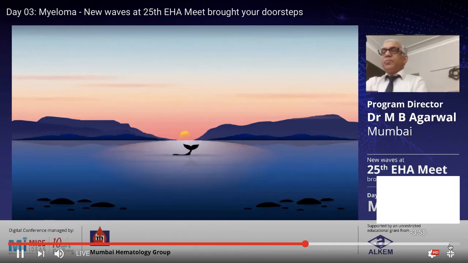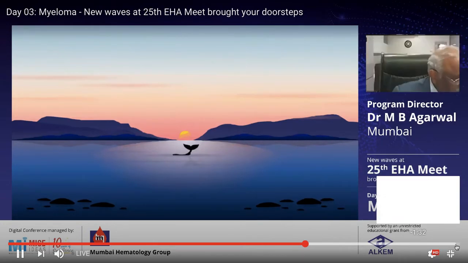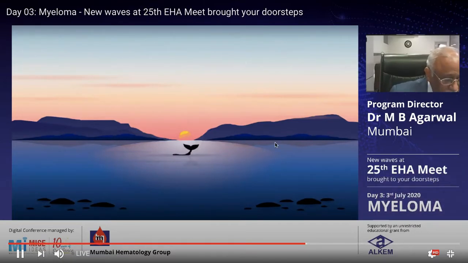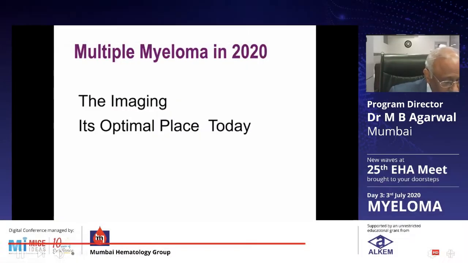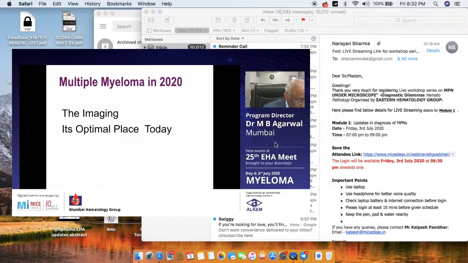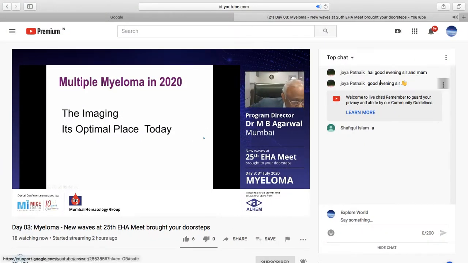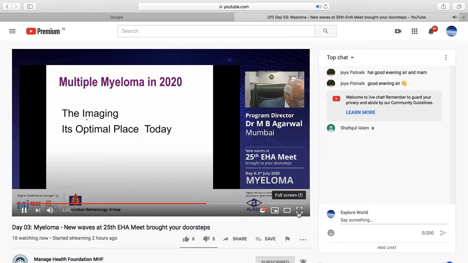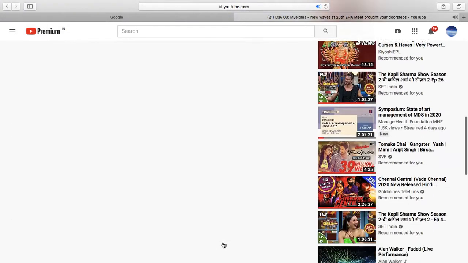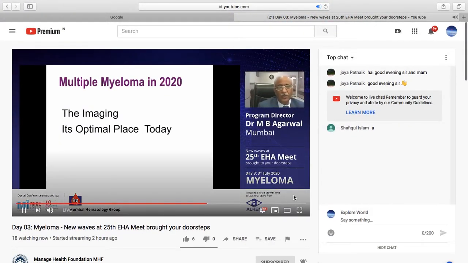Please take this. Our 4th speaker is Dr. Ajay Sharma, Brigadier Ajay Sharma. He is Professor and Head of the Department of Clinical Hematology and Center for Bone Marrow Transplantation and Research at Sir Ganga Ram Institute of Postgraduate Medical Education and Research, Delhi. He is going to talk to us about imaging in myeloma from EHA 2020.